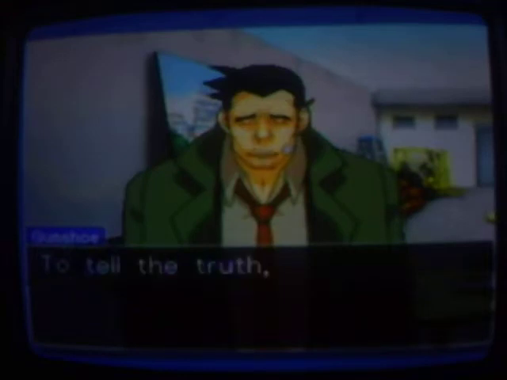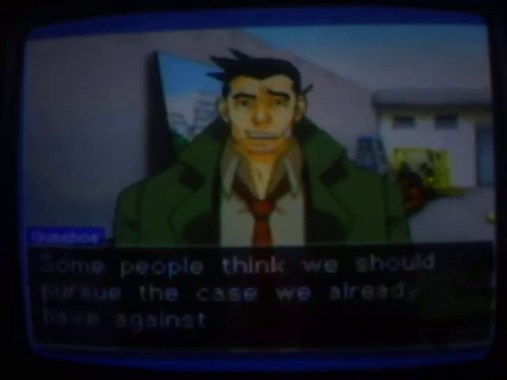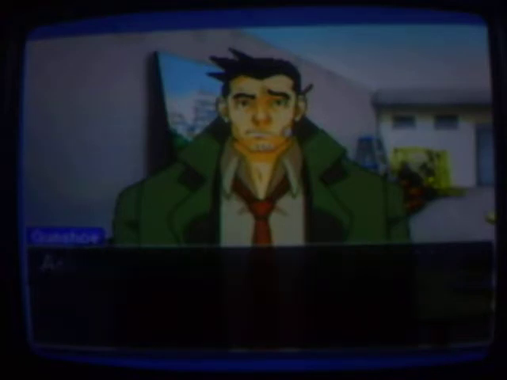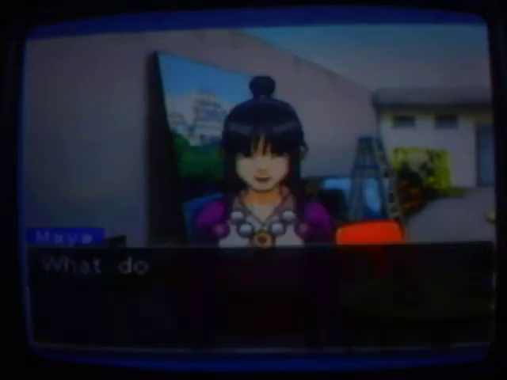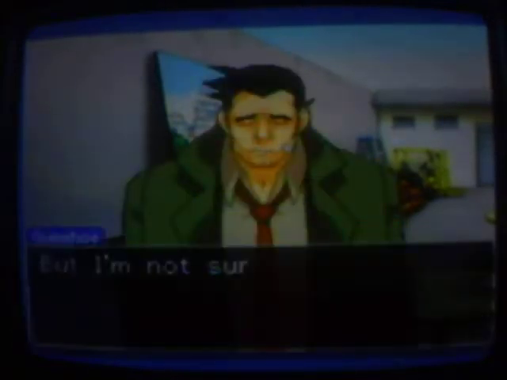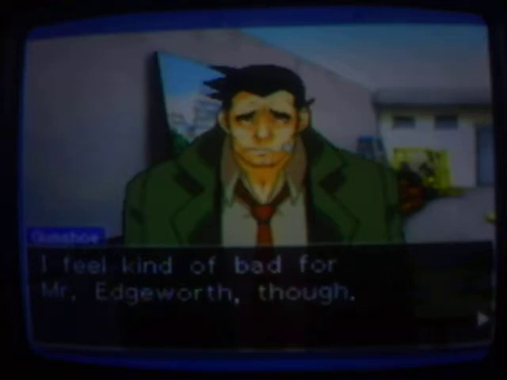How goes your investigation? To tell the truth, it's a real mess, pal. Some people think we should pursue the case we already have against Powers. And some people think we should switch suspects. What do you think, Detective Gumshoe? Well, pal, I hate to admit it, but I'm not sure I buy the case against Mr. Powers anymore. I feel kind of bad for Mr. Edgeworth, though.